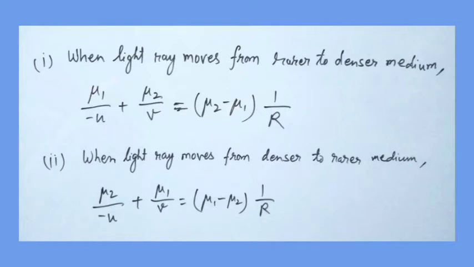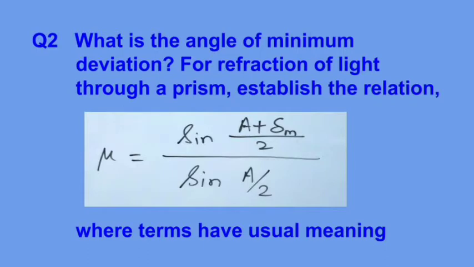Let us now move to the second question. Question number 2. What is the angle of minimum deviation? For refraction of light through a prism, establish the relation mu is equal to sine A plus delta m by 2 divided by sine A by 2, where terms have usual meanings.